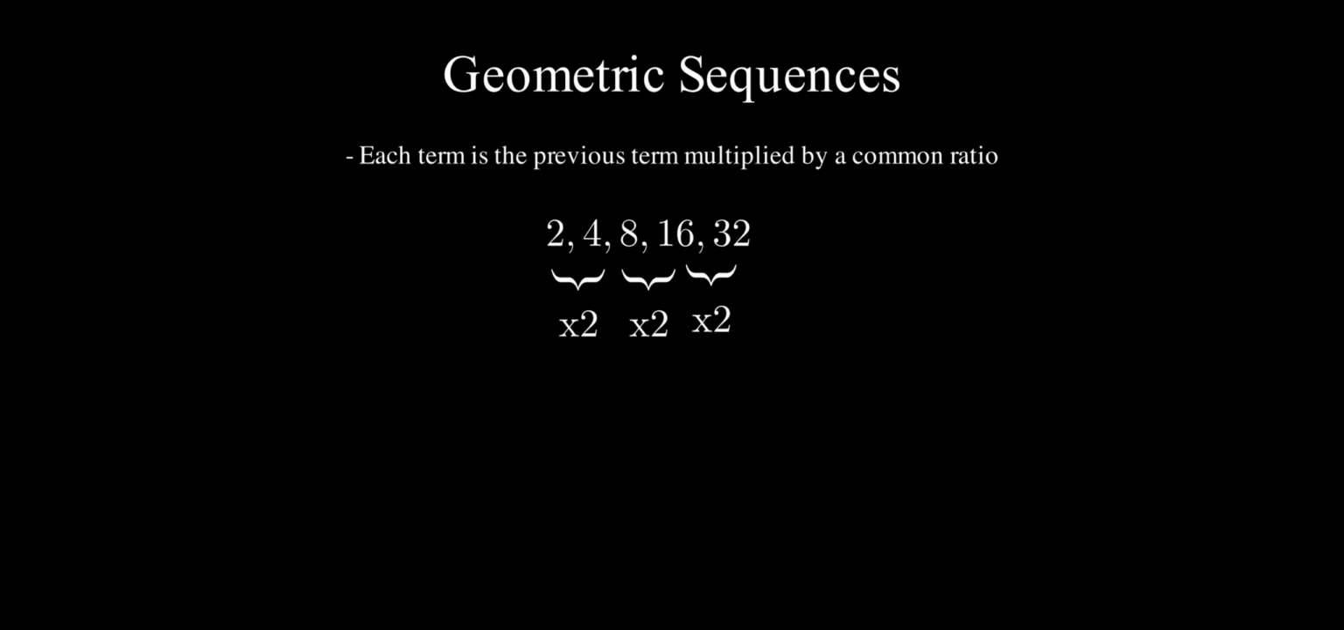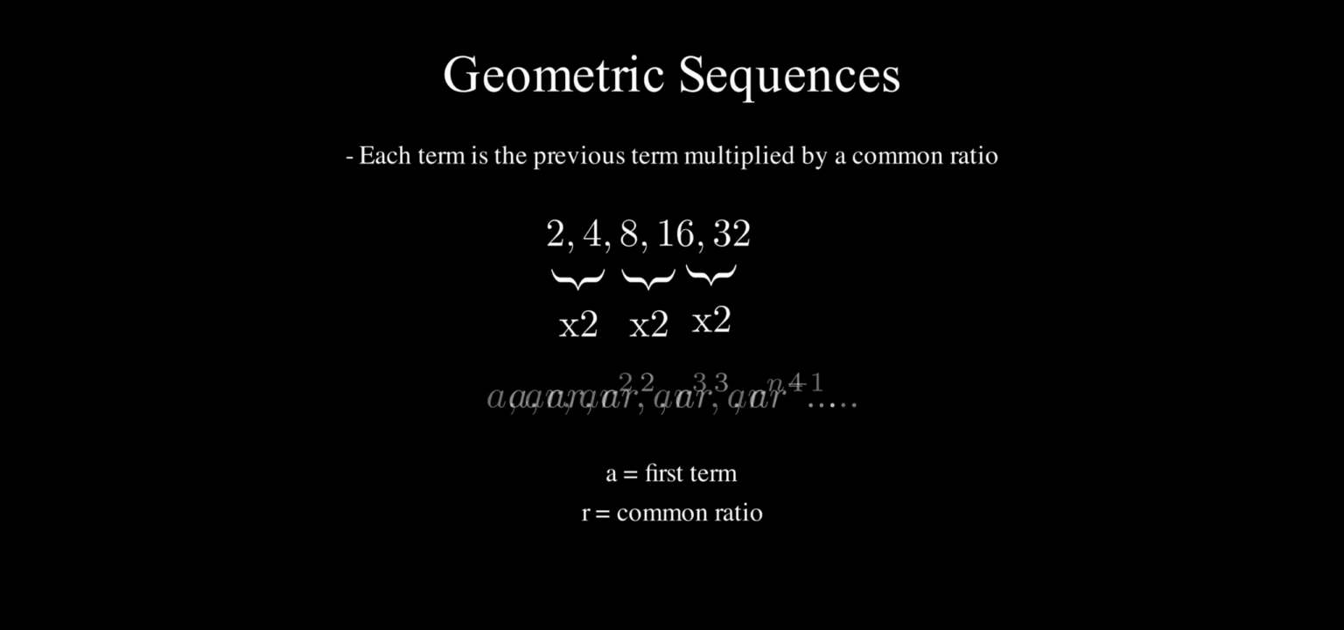Let's represent a geometric sequence in a more algebraic way. If the first term is a and the common ratio is r, then we have the geometric sequence a, ar, ar squared, ar cubed, ar to the power 4, and so on. We can represent the last term of the sequence as ar to the power the number of terms minus 1. So in this case, there are 5 terms, and 5 minus 1 equals 4. So the last term is ar to the power 4.